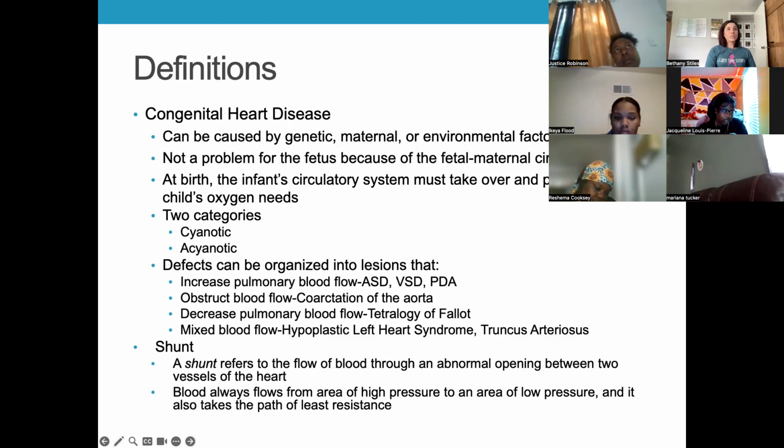So if they increase our pulmonary blood flow, we likely have an ASD, a VSD, or a PDA. So an ASD is going to be an atrial septal defect. So that's going to be an abnormal opening between the right and left upper chambers of the heart. And then a VSD is going to be the same thing, but it's going to be in the 2 lower chambers of the heart. And then a PDA is part of the fetal circulation that's completely normal.